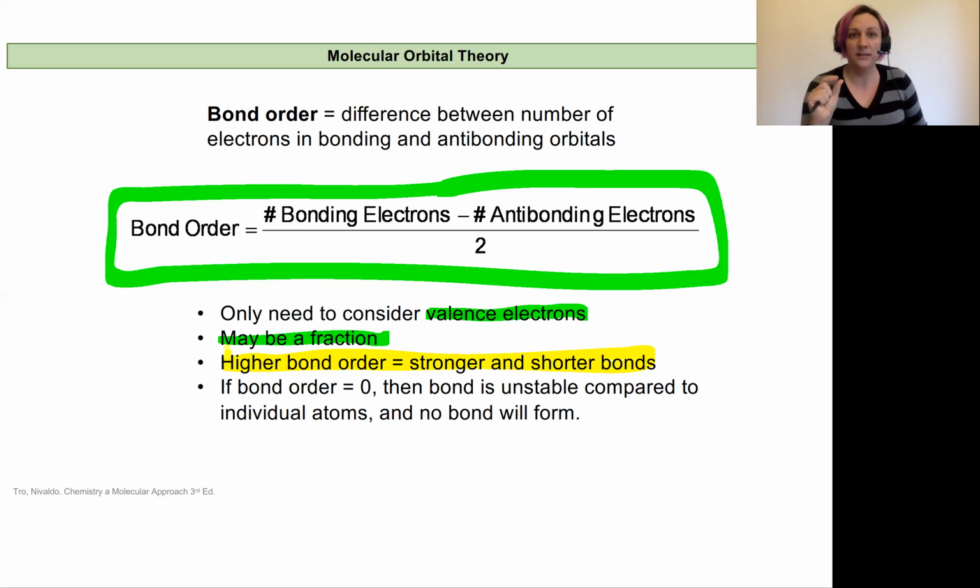Now, if the bond order ends up being 0, then it's unstable and it's not going to form an actual bond. So a bond order of 0 would tell us that no bond forms, and this is not actually a molecule that you're going to find.